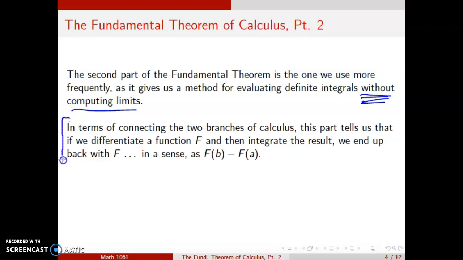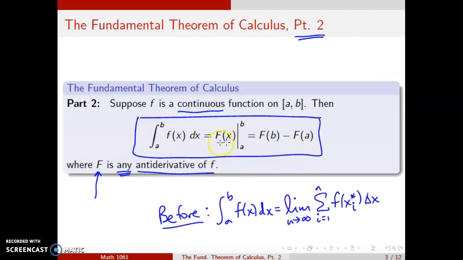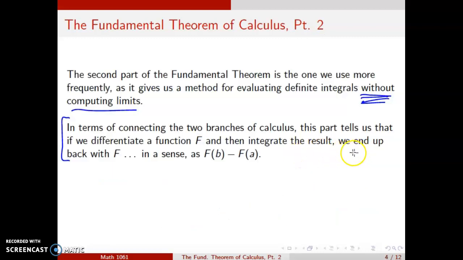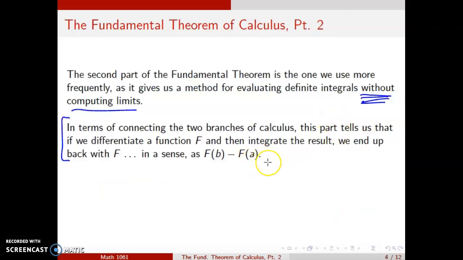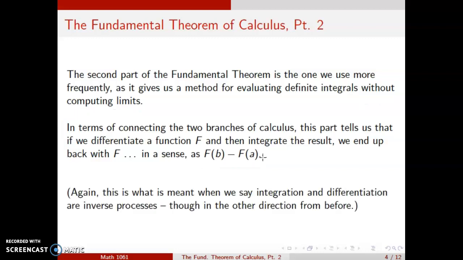In terms of the connection between the two big branches, this part tells us if we differentiate a function and then integrate the result, we end up back with f. So it's kind of like we start with f, differentiate it to get the lowercase f, and then you integrate it, and you end up back with f, in a sense, because you end up with this, which is going to be a constant. But again, like before, that's what we mean. We said earlier, these are inverse processes of each other, integration and differentiation. So it connects those two big branches of calculus.